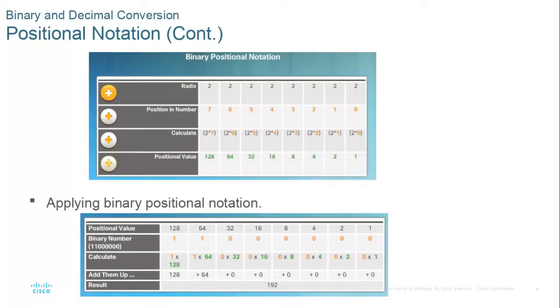So in the binary number system, in the first position, it's times 1, just like it is in the decimal number system. But instead of the second position being times 10, it's times 2. So our powers are 1, 2, 4, 8, 16, 32, 64, and 128.